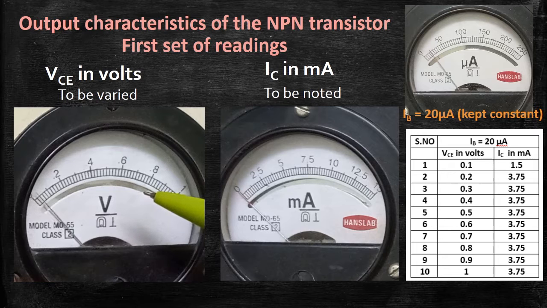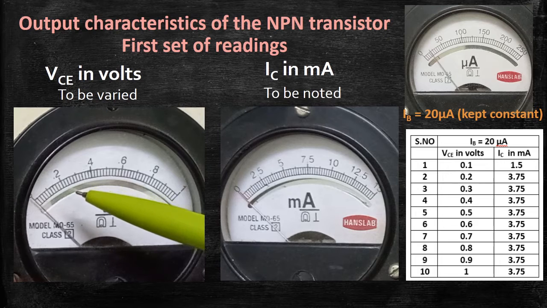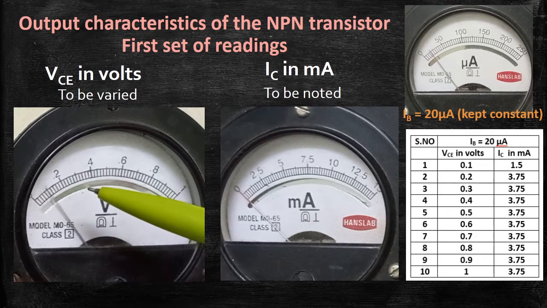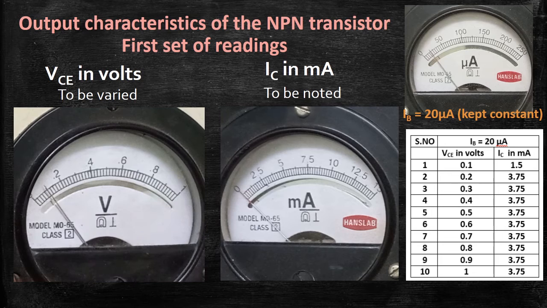Now I am going to vary the value of VCE. Now the VCE value is 0.1 volt. It is slowly increased to 0.1 volt. Are you clear? Very patiently you have to do this. It is kept exactly at 0.1 volt, and in the meantime you have to often check the IB value, whether it is exactly at 20 microampere or not. That should be checked.